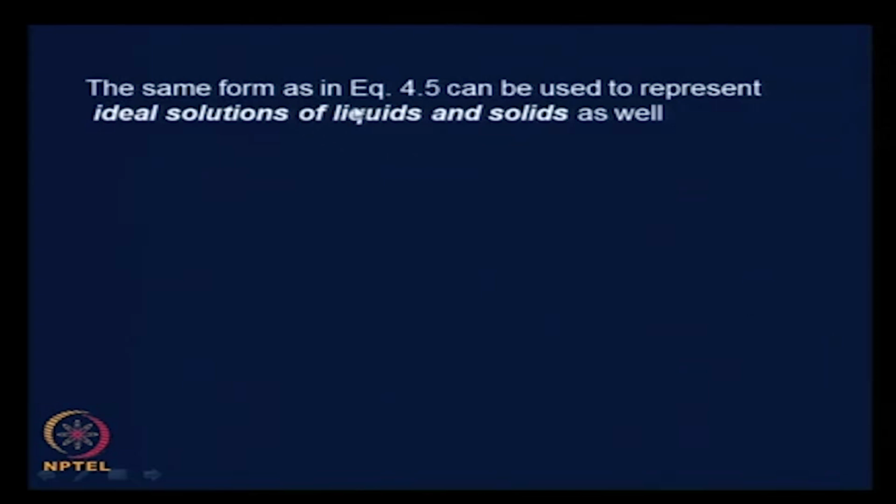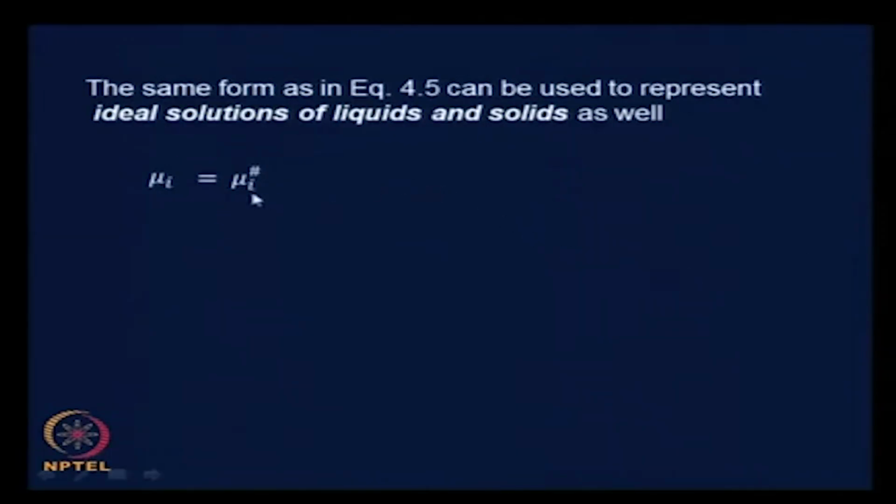The same form can be used to represent ideal solutions of liquids and solids as well, homogeneous mixtures of liquids and solids. Earlier it was for the mixtures of gases alone. So for an ideal solution of liquids and solids, for every component I, mu I equals a certain mu I hash plus RT ln xi.